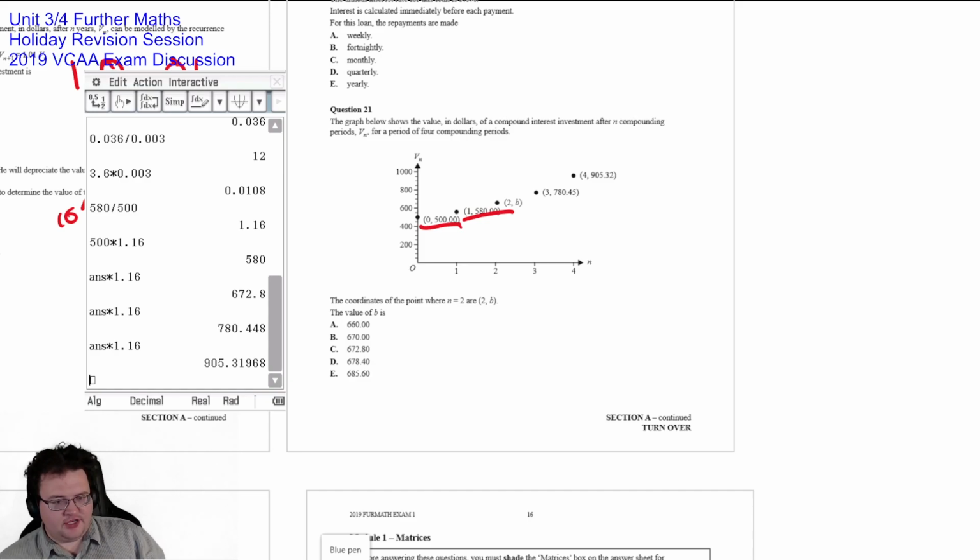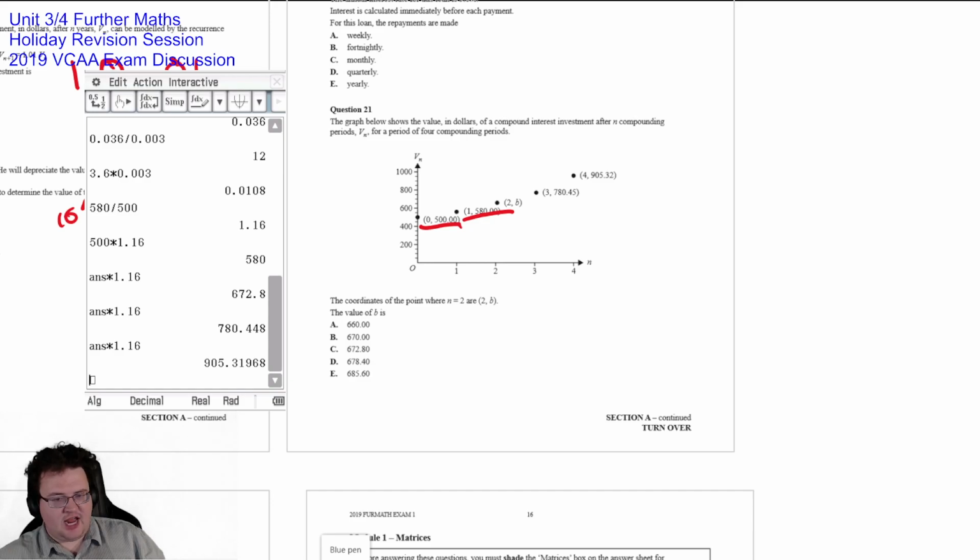So in this case here, I took the 580 and I divided it by 500. Correct. 580 divided by 500 gives me a value of 1.16. Now that 1 represents the original amount. The 0.16 is my interest rate. Now what I did to show you what was going on was I multiplied recursively that 1.16. And it turns out that when I do 500 by 1.16, I get 580.